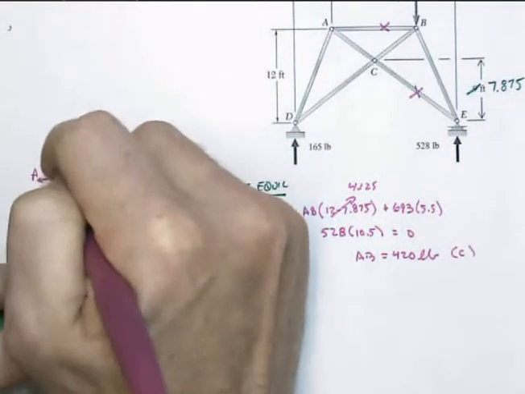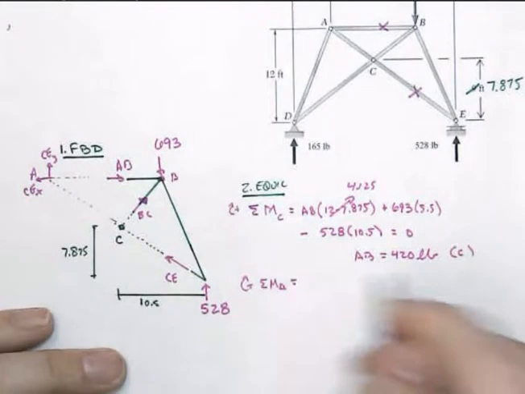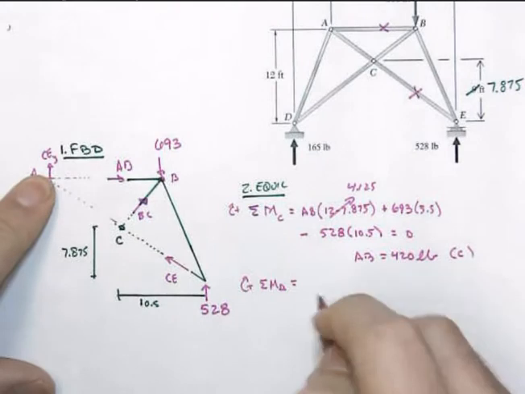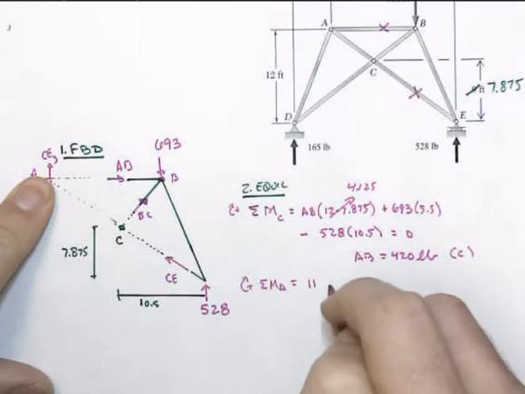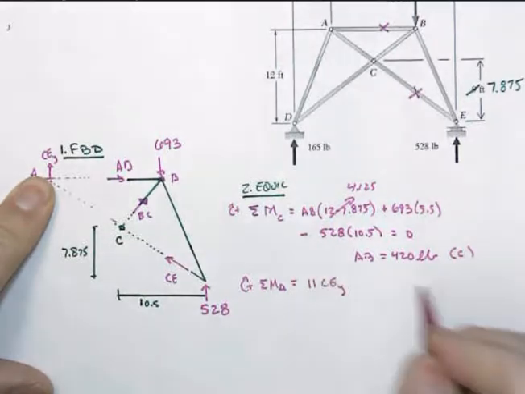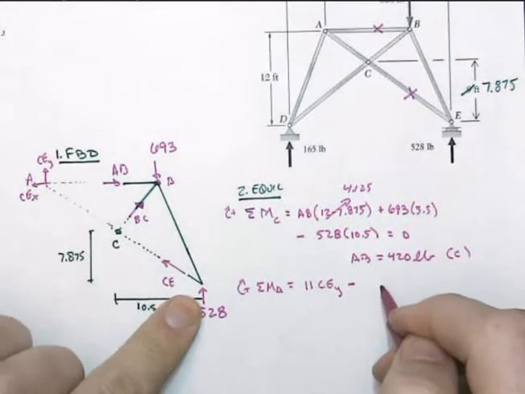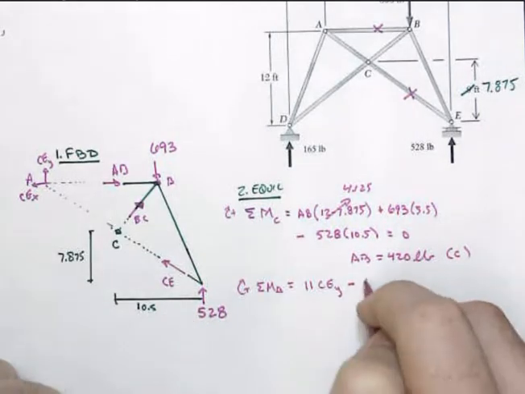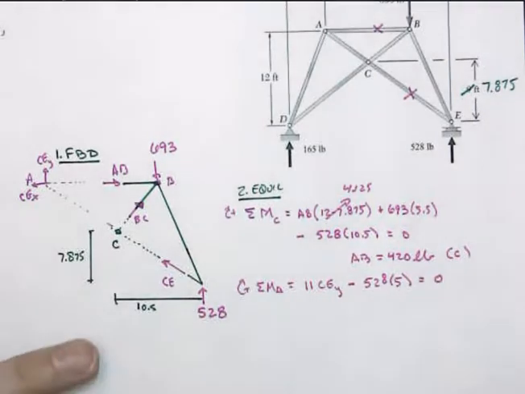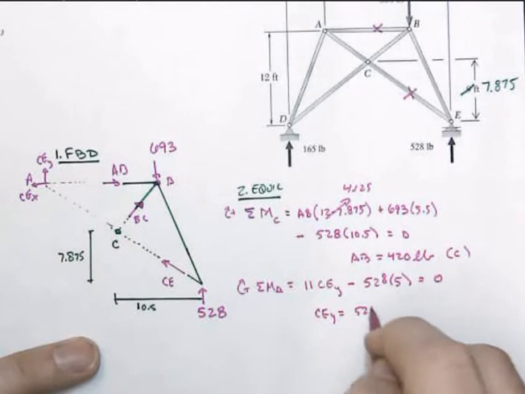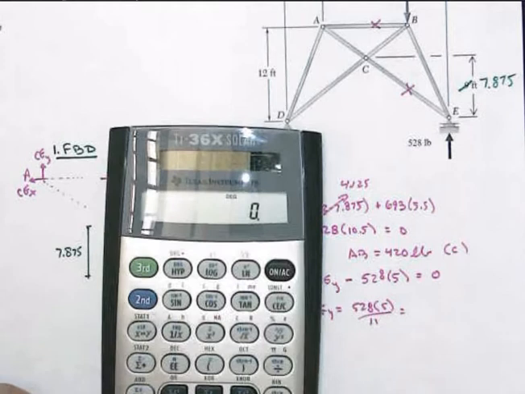And so when we do that, you'll see that we have a moment arm with respect to B of 11 times CEY, right? And then that'll be offset by the 528 going the other way, 528 times 5. That's all there is in that equation. And so CEY is going to be equal to 528 times 5 divided by 11. That equals 240.